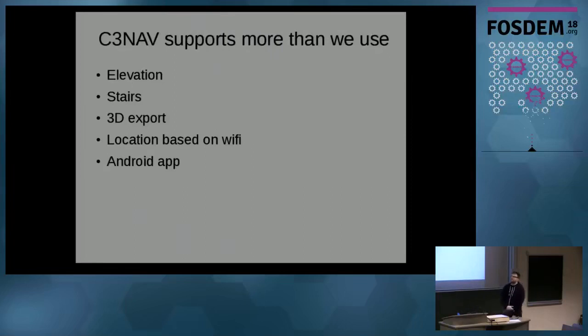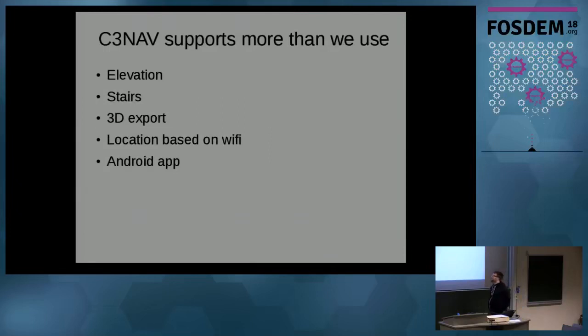So C3nav, the software we use, it supports more than we use. So it has elevation, the stairs, so like the up and down direction, it is supported, and then it will also show up in this, let's say, way description. There's a 3D export. I tried it, but it's mostly interesting if you first input 3D data. Otherwise you just get walls, which is already nice.